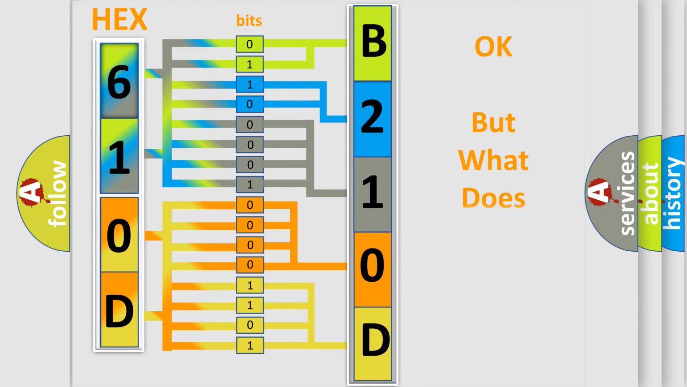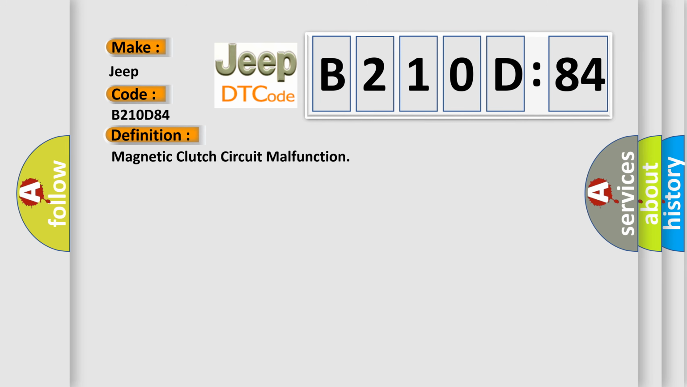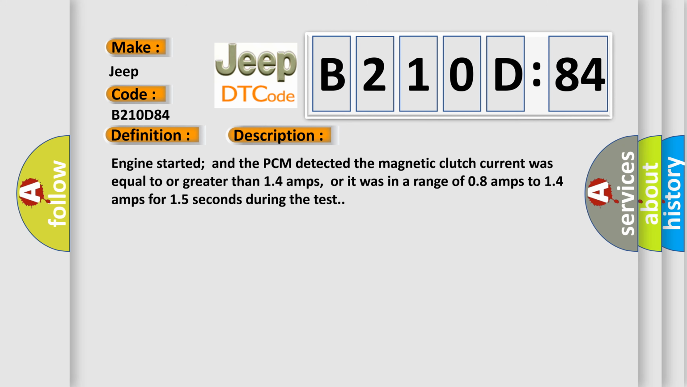The number itself does not make sense to us if we cannot assign information to what it actually expresses. So, what does the Diagnostic Trouble Code B210D-84 interpret specifically for Jeep car manufacturers? The basic definition is magnetic clutch circuit malfunction. And now this is a short description of this DTC code. Engine started and the PCM detected the magnetic clutch current was equal to or greater than 14 amps, or it was in a range of 0.8 amps to 14 amps for 15 seconds during the test.